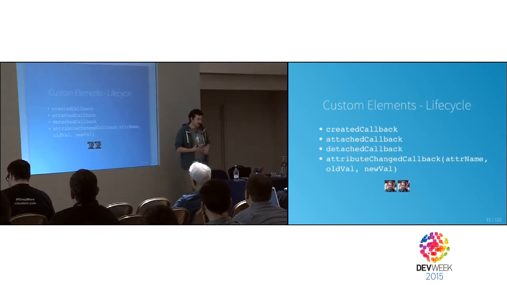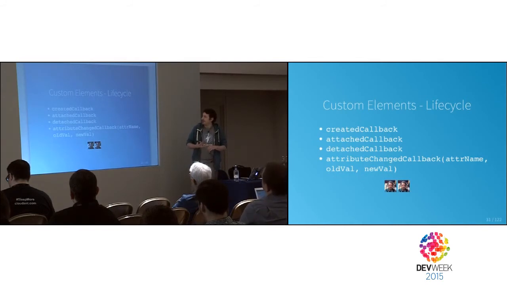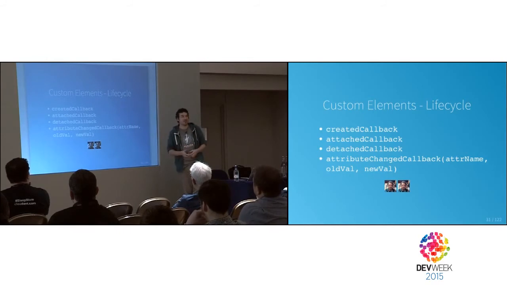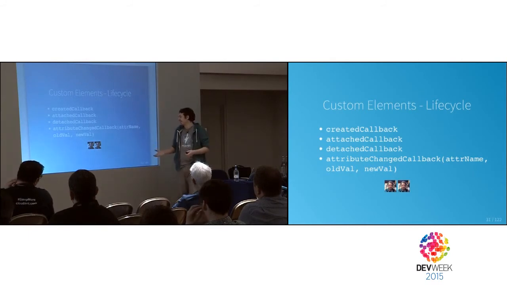So we've already seen one of the callbacks, but there are 4 callbacks. There's created, so when the element is actually created; attached, so when it's actually added to the document object model; detached, when it's removed from the document object model; and when an attribute is changed. And obviously that's quite important because you need to know when attributes change to change what's potentially rendered in there.